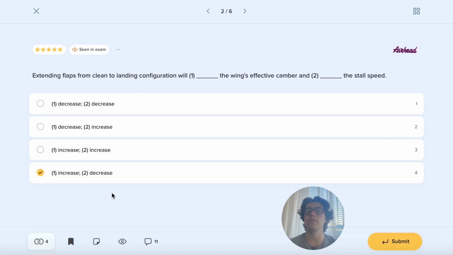Some aircraft also increase the surface area, which further increases the lift, because surface area of the wing is a component of the lift equation, such as the CL and the speed.